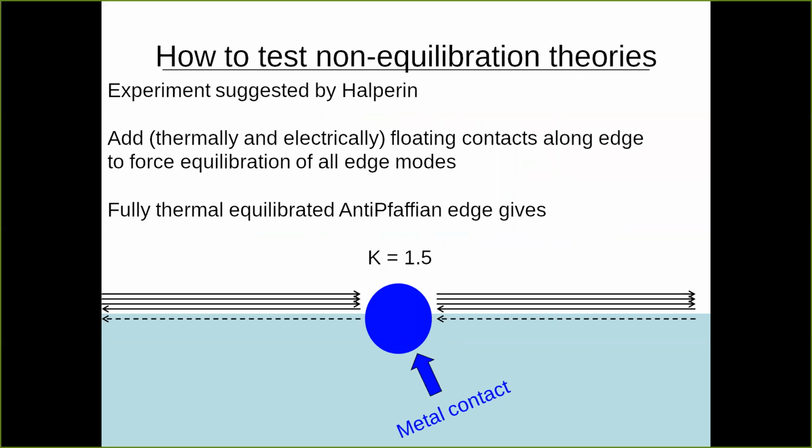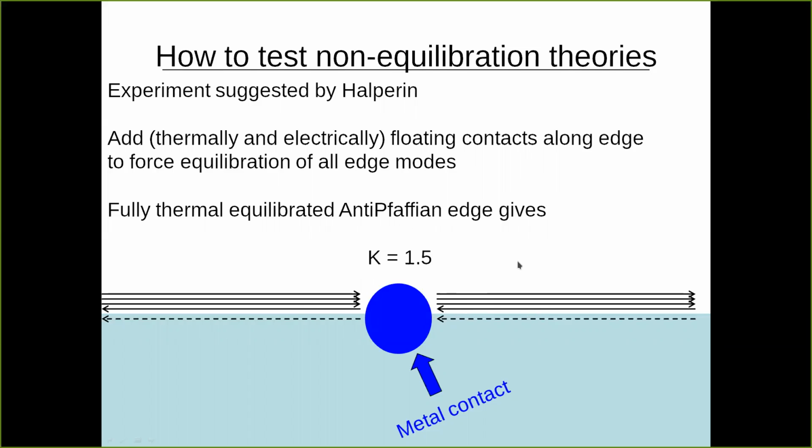And the experiment is to add floating contacts along the edge, just add chunks of metal along the edge of the sample, such that the electrons along the edge go into the contact. They run around with each other and they thermally equilibrate. All the edge modes thermally equilibrate before they come out again on the other side. And so this is basically forcing the edge modes to thermally equilibrate with each other, and you should get a different result for the thermal conductance.